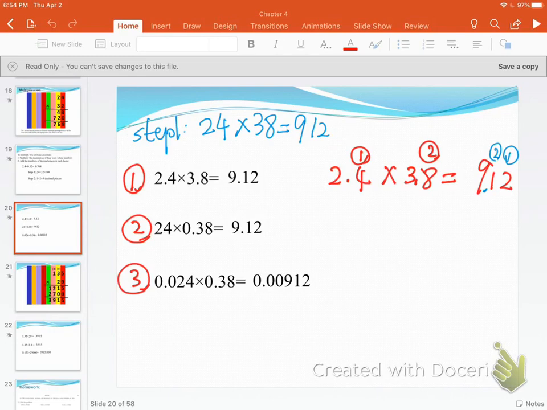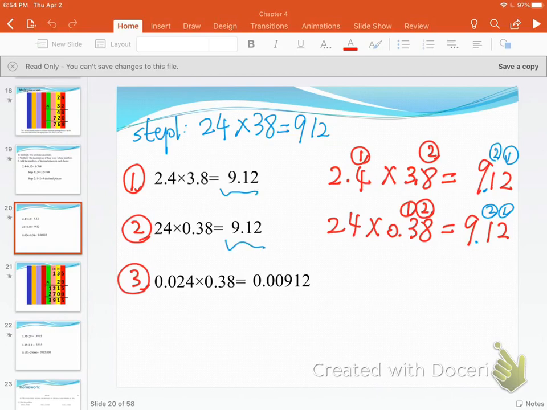So the second question, in the first number 24, we don't have any decimal places. But in the second multiplier, we have 2 decimal places. So that's why we have the same answer, 912 with 2 decimal places in the answer. So 1, 2. So 12 is in the decimal part. So for both of them, we have the same answer, 9.12.